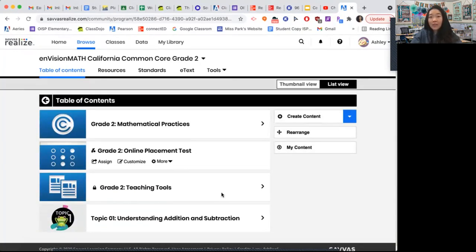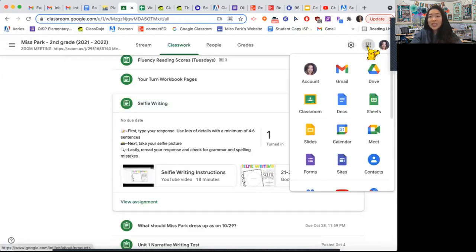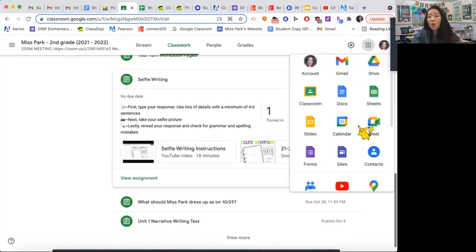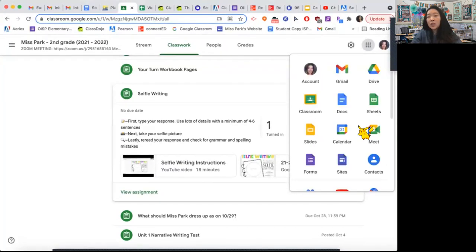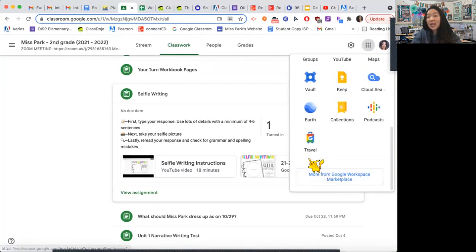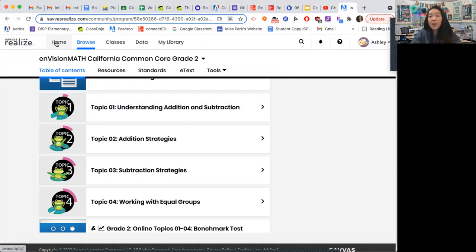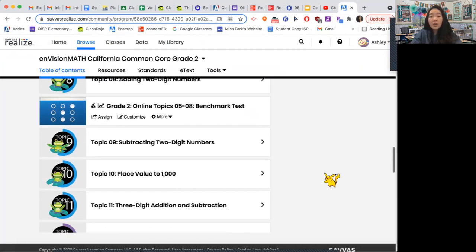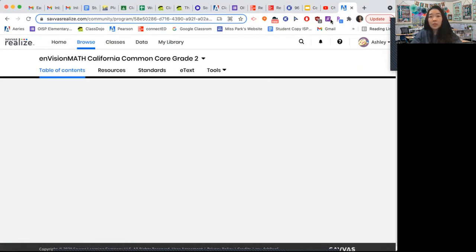So once you get to Savvis, if you don't remember how to do that, you're going to go to Google Classroom. You're going to click on your Google Apps, your waffle, and then you'll scroll all the way down. Sometimes it doesn't show it. So if that happens to you guys, you can click on the Gmail one. And then from there, if you scroll down, you should see Savvis EasyBridge. Once you see Savvis EasyBridge, you're going to get to your home page. You'll click on the frog. And then today we're working on 9-1, subtracting two-digit numbers.